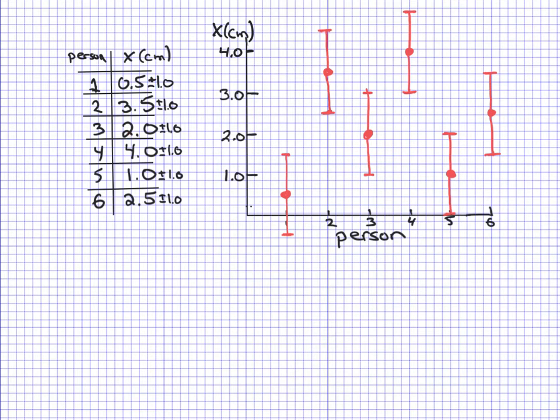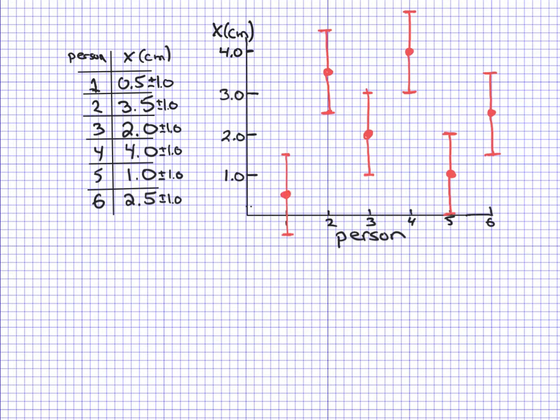And then here are the values for the other 5 people. And then to really see what's going on, it's convenient to make a graph like the one I've shown here, where we plot these numbers. And not only do we plot the numbers, but we plot what are called error bars.